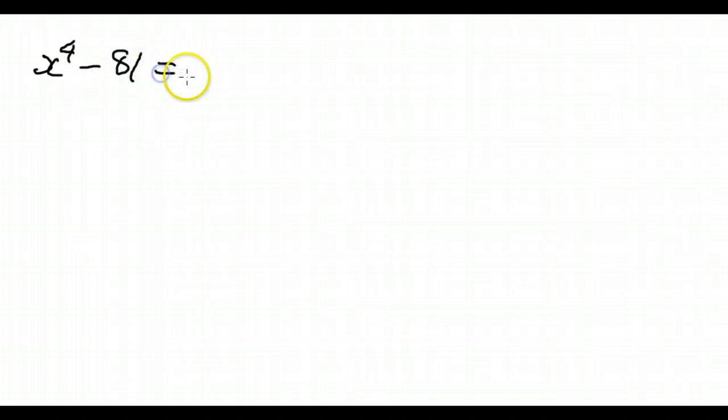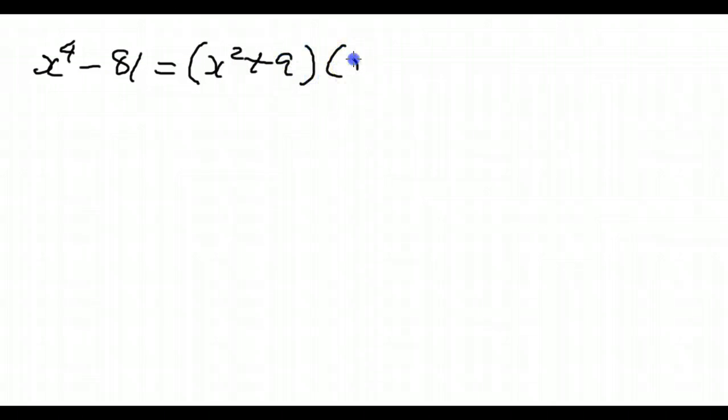Let's do this one. X to the fourth minus 81. Does this have a square root? Yes. What is it? X squared. How about this? Square root 9. X squared plus 9, x squared minus 9. Now, if you ever see a fourth power, you have to be suspicious. Hey, is this a difference of squares? This one, no, you can't do anything with this, but that is also a difference of squares.